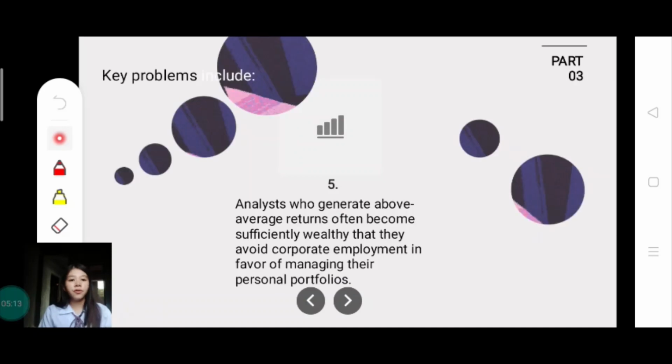And the fifth one is analysts who generate above average returns often become sufficiently wealthy that they avoid corporate employment in favor of managing their personal portfolios. So that is the key problems in running a business.